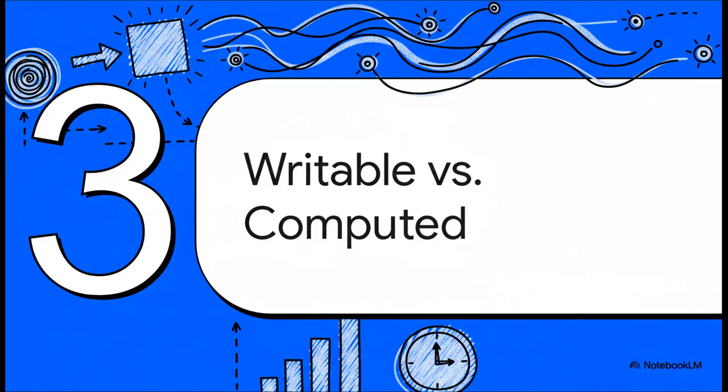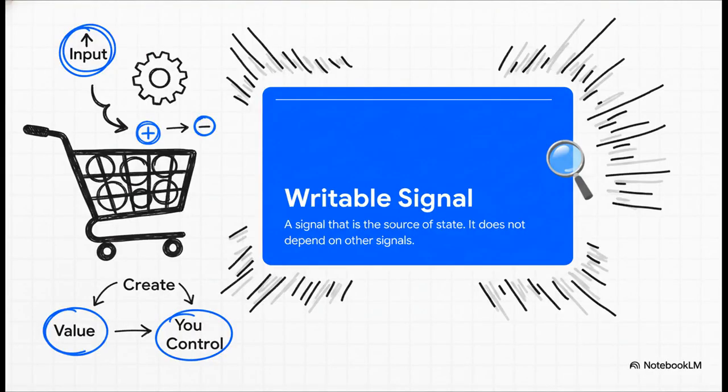Okay, so let's get into the 2 main flavors of signals that Angular gives us. Understanding the difference between these two is absolutely crucial. First up, we've got the writable signal. This is your source of truth. It's a value that you create and that you control directly. Think of it like the quantity of an item in your shopping cart. It's the thing you change yourself.